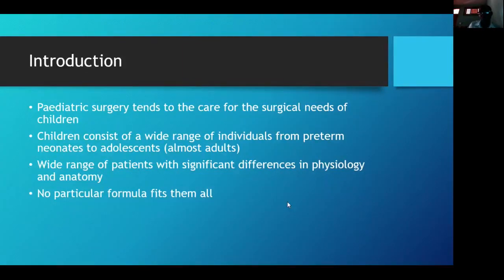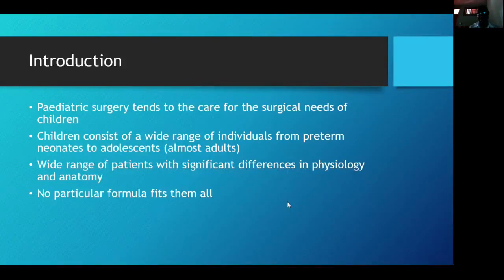And one of the things that is peculiar about pediatric surgery is the fact that children consist of a wide array of patients, including someone as small as a preterm neonate and children that are almost adults, as old as 17. And these have varying physiology and anatomy, and therefore no particular thing fits any one of them.